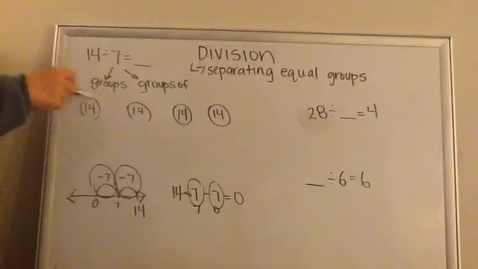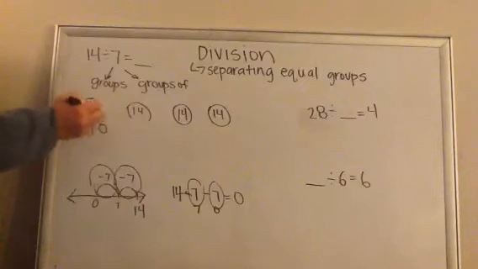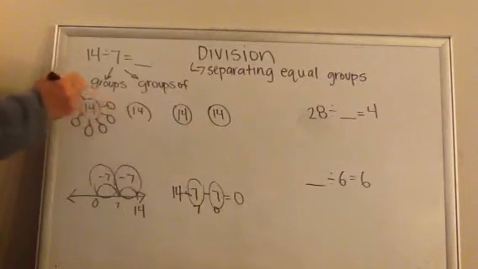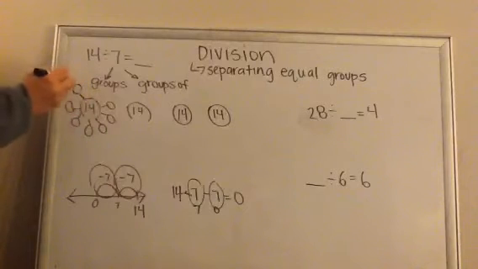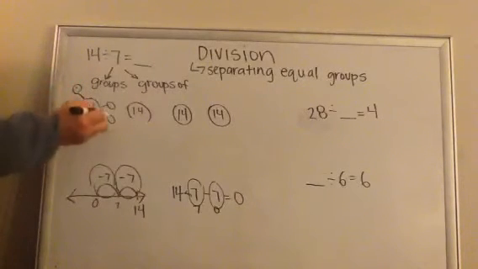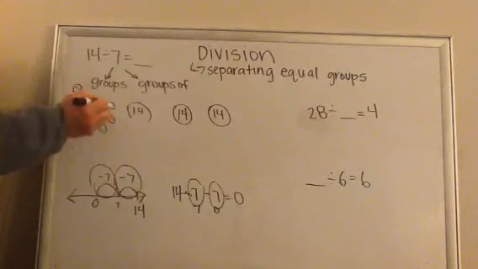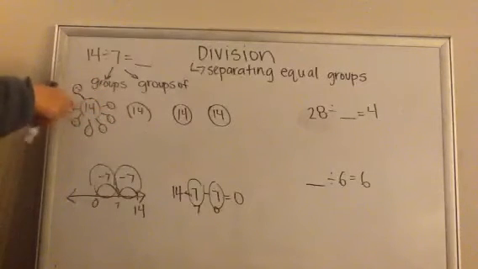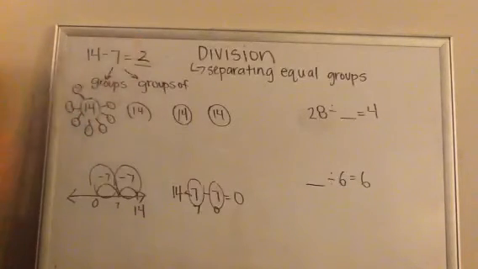So I have a pile of 14 gummy bears. If I'm doing 7 groups, then I'm going to draw 7 groups, and I'm going to put the 14 gummy bears in the 7 groups. So 1, 2, 3, 4, 5, 6, 7, 8, 9, 10, 11, 12, 13, 14. I stopped at 14 because I only had 14 gummy bears. So this tells me that I can make 7 groups of 2.